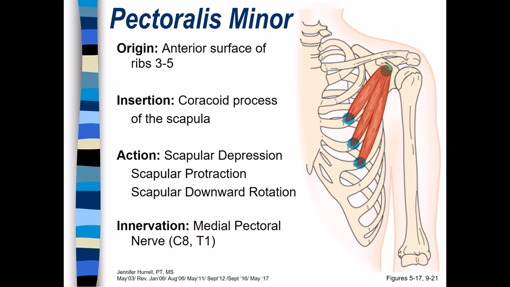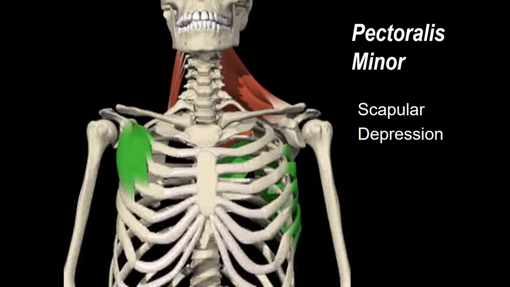And from a rotational standpoint, here's my pivot point. If I pull down on the coracoid, what kind of rotation is that? Downward rotation. All right, so I'm going to get protraction, I'm going to get downward rotation, and I'm going to get scapular depression from pec minor. Innervation is the medial pectoral nerve.